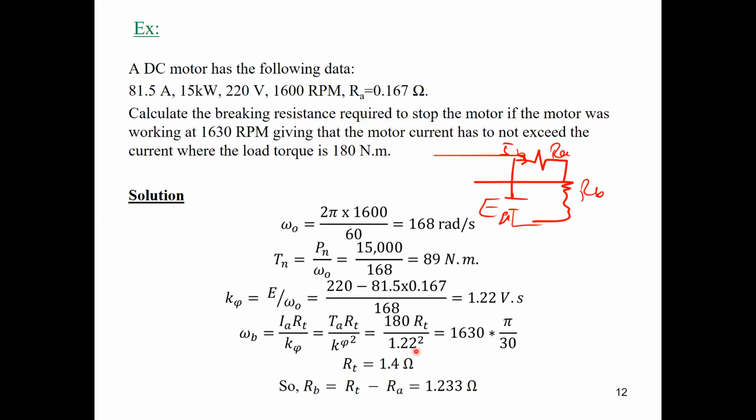So simply we can substitute in this relation and find the only unknown here, which is R total. We have the value of armature resistance, which is 0.167, and we can finally calculate the braking resistor. So the braking resistor is 1.23 ohms, which is required to limit the current to approximately twice the rated current. Any question here, Shabab?